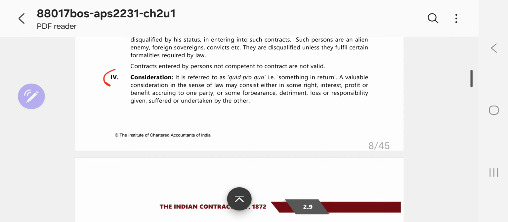Now coming to the fourth part, consideration. It is referred to as quid pro quo, something in return. So remember this term, this is very important for your MCQ. Okay, so quid pro quo means something in return. You can relate quid pro quo with consideration.